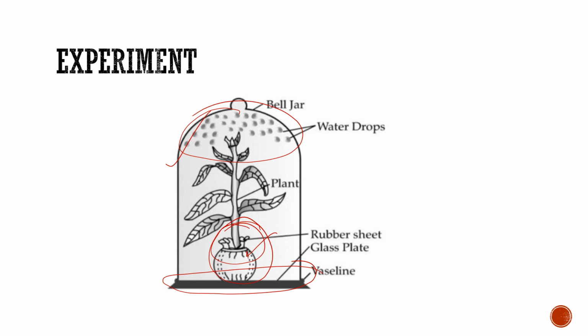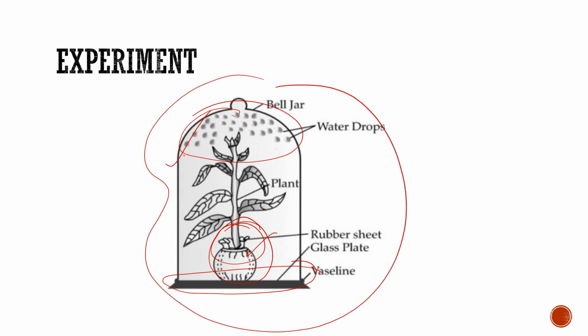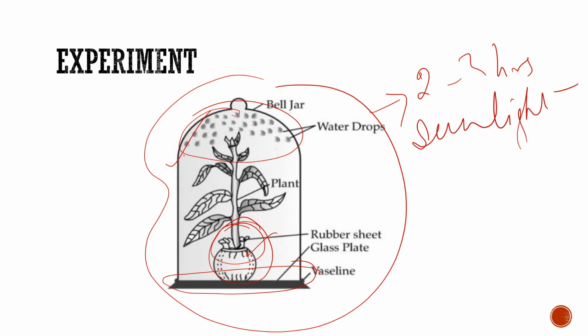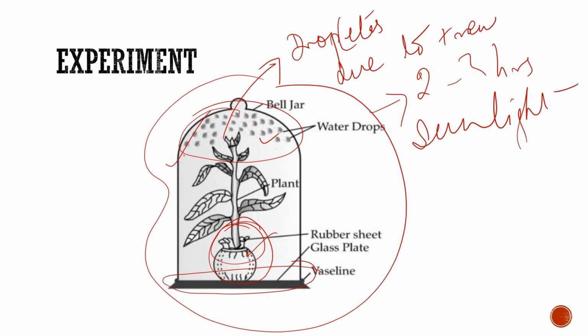So it is concluded that the droplets, after keeping this setup for 2 or 3 hours under sunlight, are visible. We can see the droplets here. The droplets are formed due to transpiration. So we come to a conclusion that droplets are here due to transpiration. So transpiration is happening from the aerial parts of the plant, and it is hence proved through this experiment. Now let us move on to the next one.